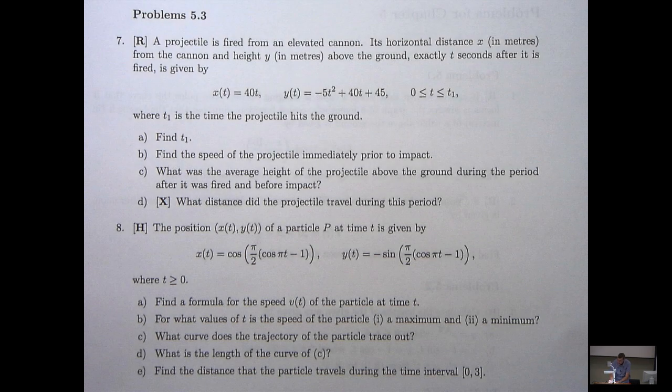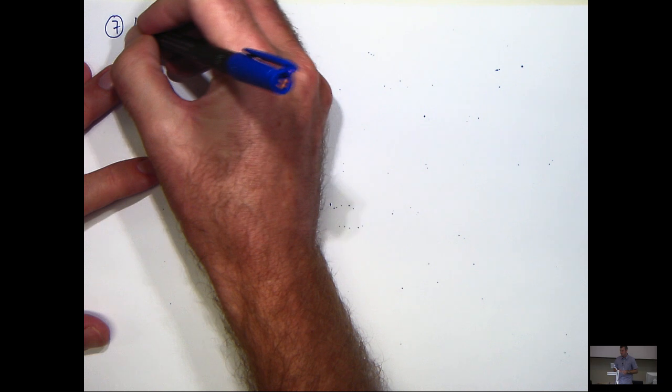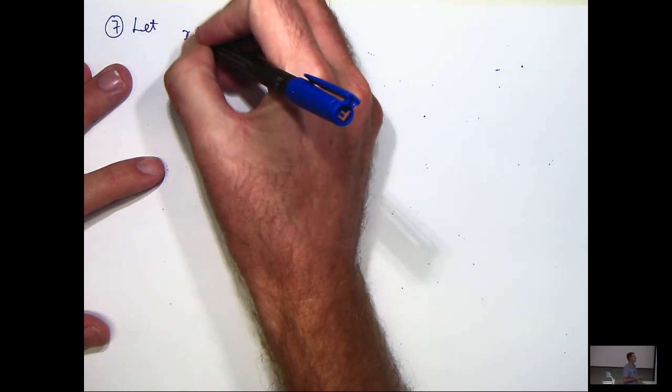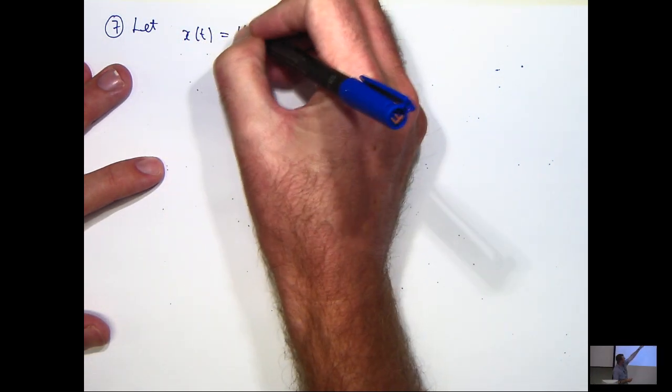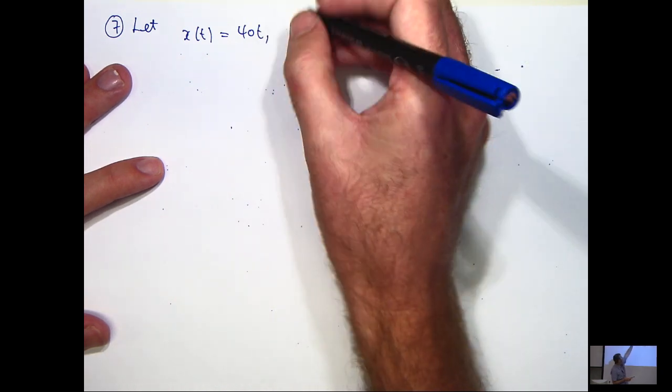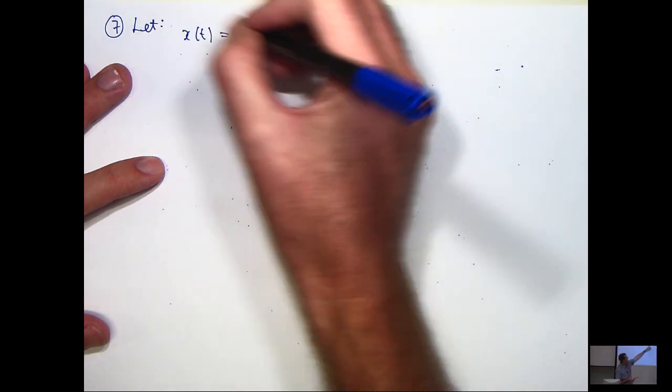All right. So that's pretty standard. Okay. Now the next question is a little bit more difficult. It's question 7. You've got a particle that is following the path, and the path is described by these parametric equations.